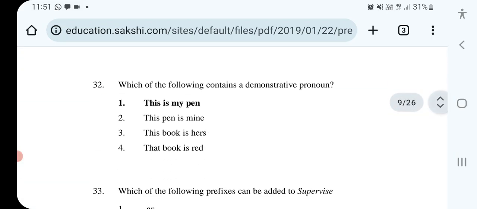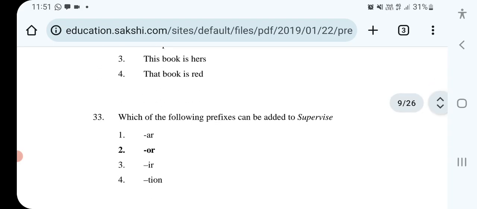Which of the following contains a demonstrative pronoun? This is my pen. This is a demonstrative pronoun. Which of the following prefixes can be added to supervise? Prefix.